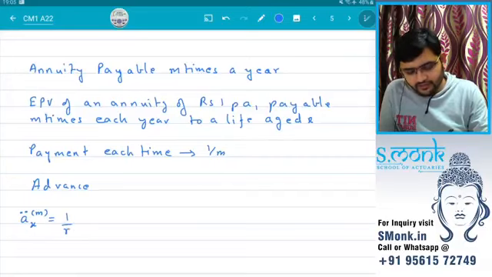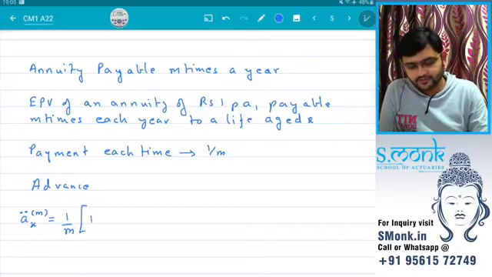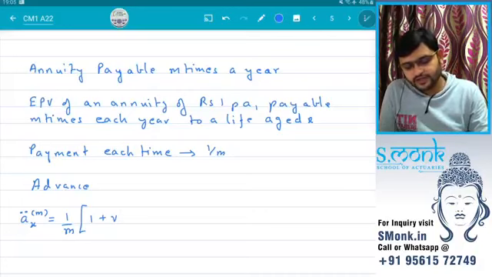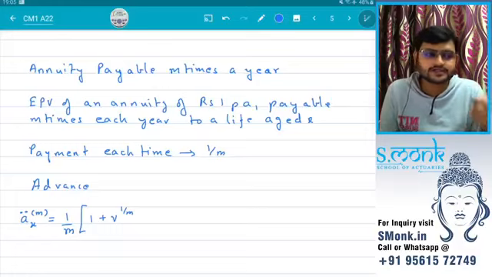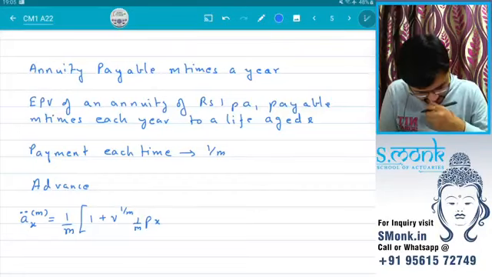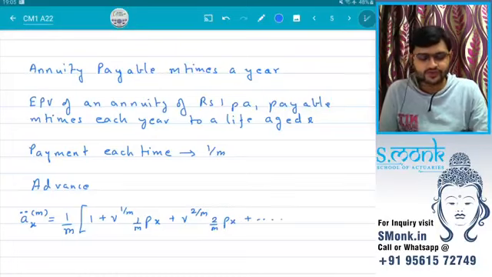So we'll say a payment of 1/m is given each time. At the beginning it will be 1/m, then the second payment would be v^(1/m), and this would be given by a person who is still alive at that time, so 1/m p_x. Similarly, plus we will have v^(2/m) p_x, and so on. This goes on forever. This is how we will do our calculations.